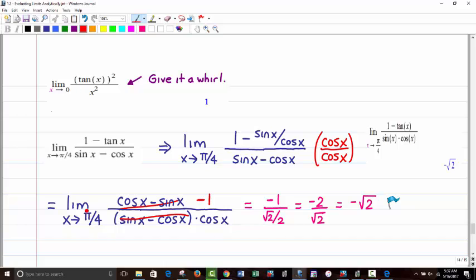So pi over 4, put pi over 4 in there. Cosine of pi over 4 is the square root of 2 over 2. So -1 over the square root of 2 over 2 flips over, makes it -2 divided by square root of 2, which would then simplify into the negative square root of 2.